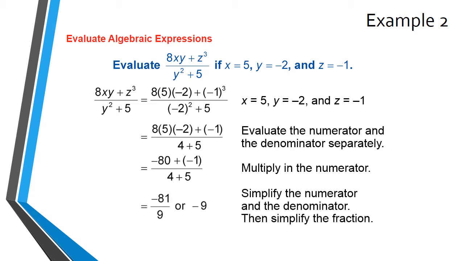And then I can finish up with all my operations in the numerator and all my operations in the denominator. And then I'm left with negative 81 over 9, or simply negative 9. So my answer for this algebraic expression is negative 9. Remember, feel free to pause the video so you can make sure you get all your notes down. You want to have your notes handy so you can have a reference for your work in class.